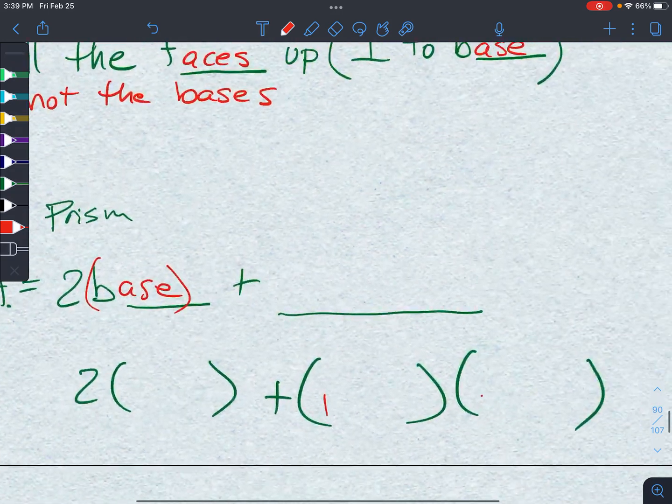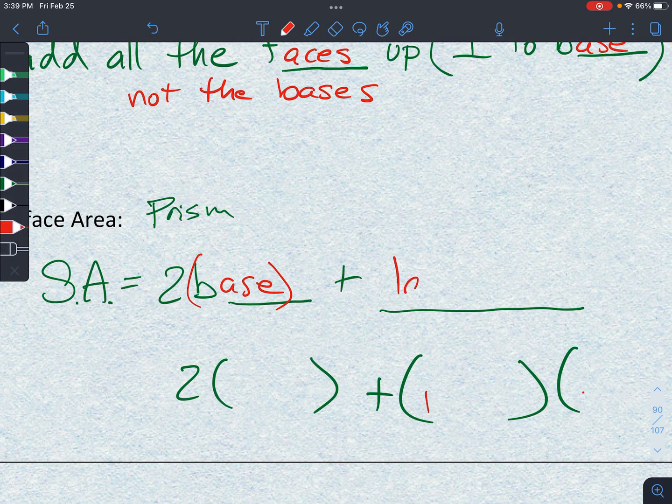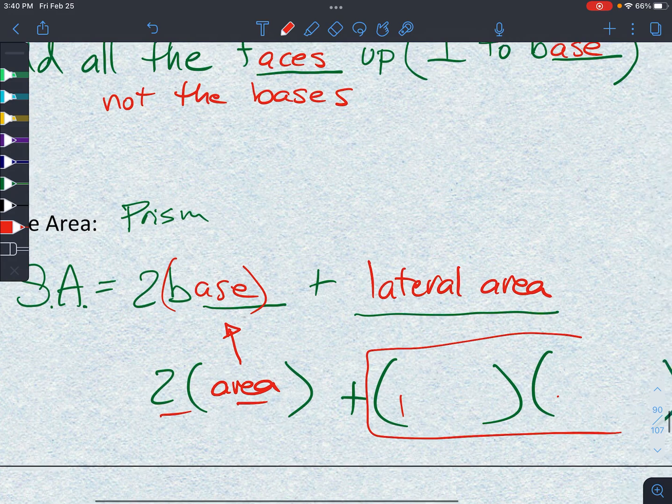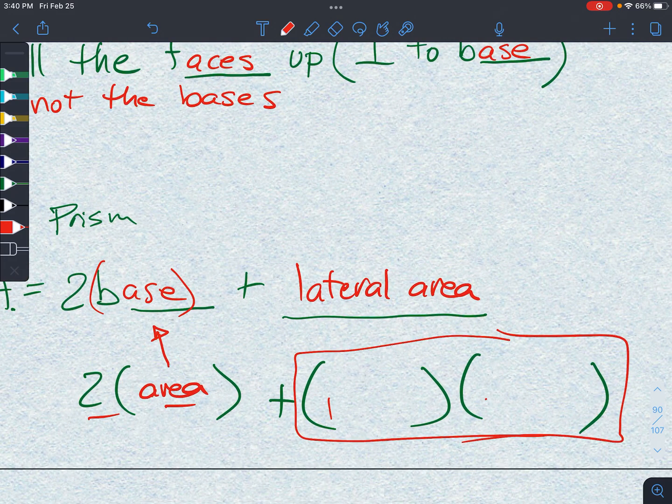But we have two bases, the top and the bottom. And then we have what is known as the lateral area, all the faces added up. So first of all, find the area of that base, whatever it is, multiply it by 2. And now you could take all the sides and add them up. So this piece over here could be the sum of all the sides. But there's another clever way to think about it.